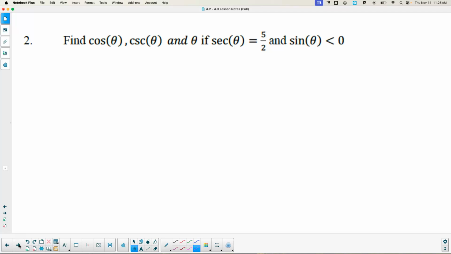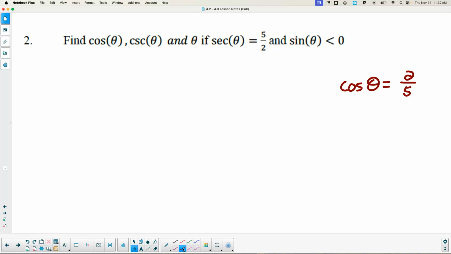You try that one. It's asking us to find cosine, cosecant, and theta, right? Without doing anything, I can find one of those. Which one can I find? Cosine. Why can I find the cosine? It's the reciprocal. The cosine of theta is the reciprocal of the secant of theta, so the cosine of theta is 2/5. Without doing anything, I can do that. Now, that makes it easier, right?